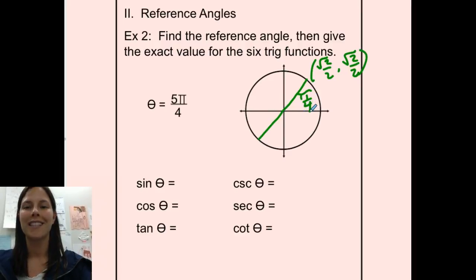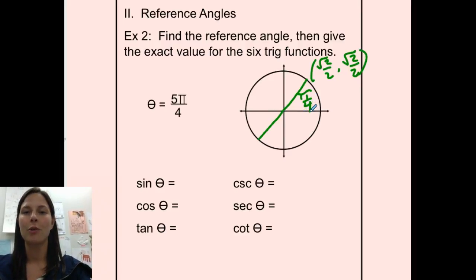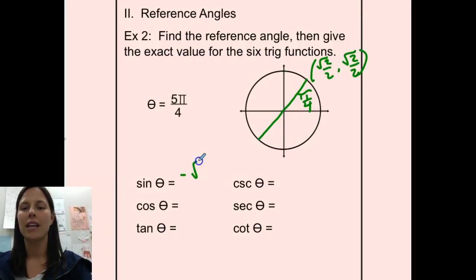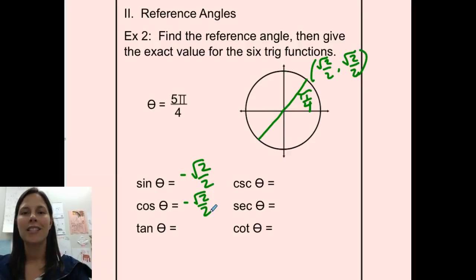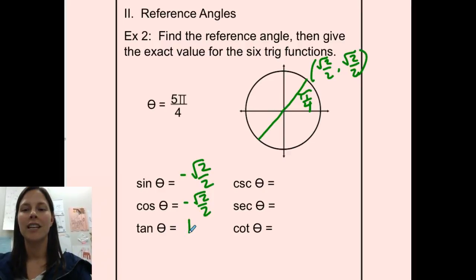We know that the signs in the third quadrant are both negative. Sine and cosine are both negative in the third quadrant, so our sine would be negative root 2 over 2. Cosine would be negative root 2 over 2. Tangent is the ratio sine over cosine. When you divide something by itself, you get 1. The reciprocal of sine would be negative 2 over root 2.